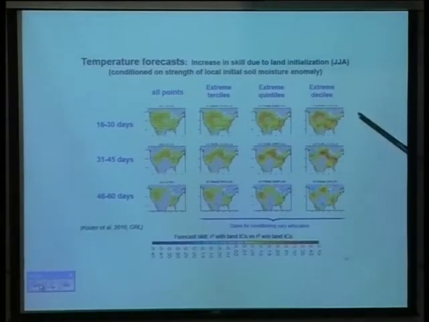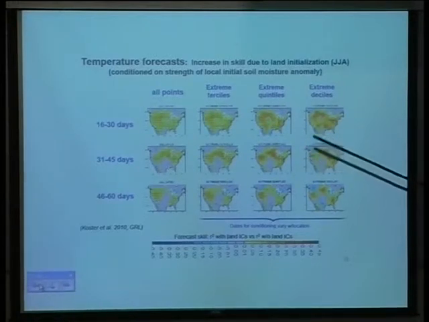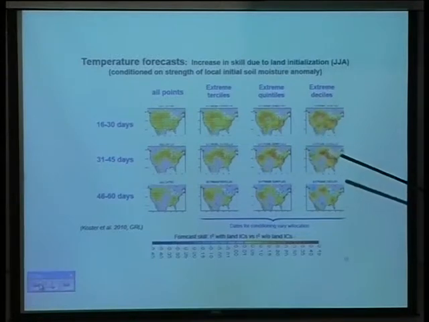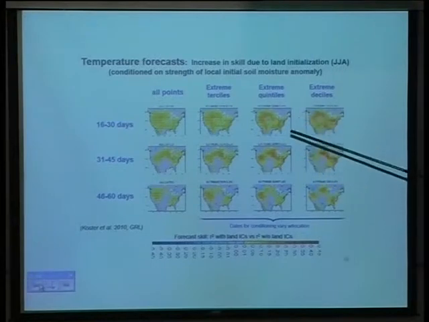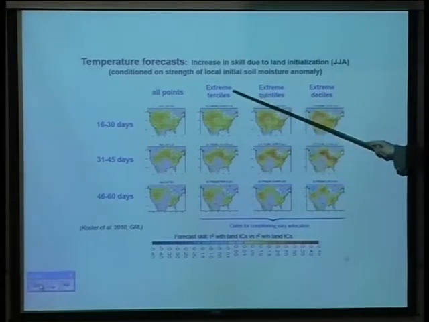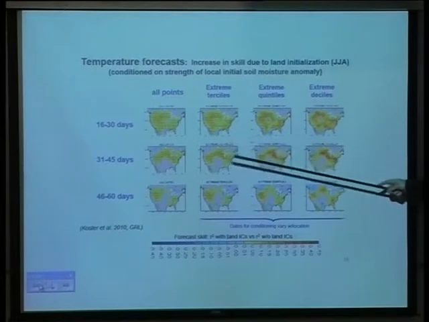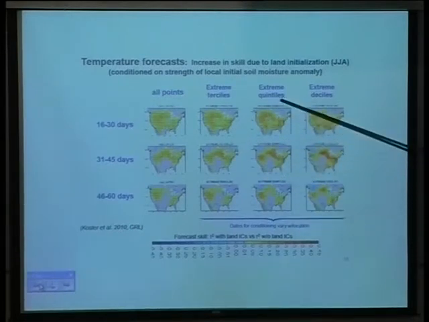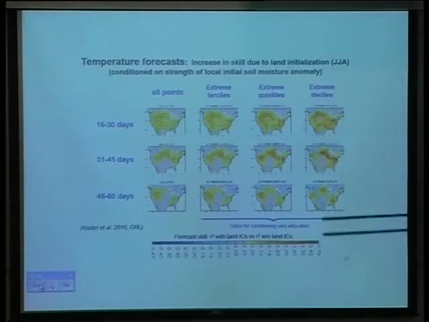Okay, so here's for temperature forecast, and so what they then did is to say, well, what if we actually looked at stratifying things by how extreme the soil moisture anomalies are. So if you know it's very, very dry or very, very wet, starting off, and you just look at those cases, is there a chance that you do better in forecast skill? And so this is for temperature. This is dividing the initial soil moisture states into terciles. This is quintiles, so dividing by 5, and this is deciles, so into 10 categories.